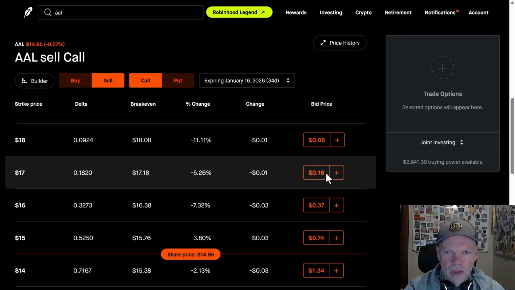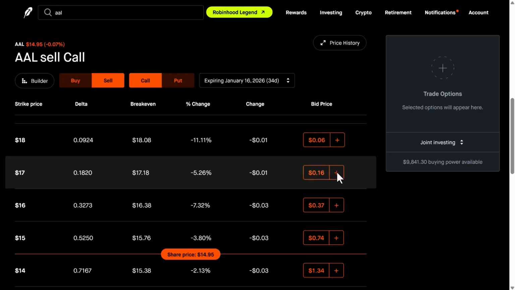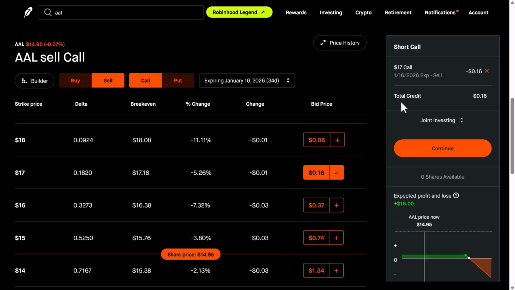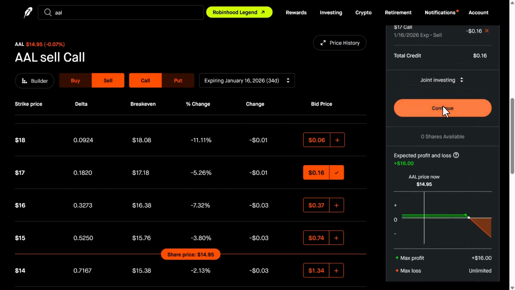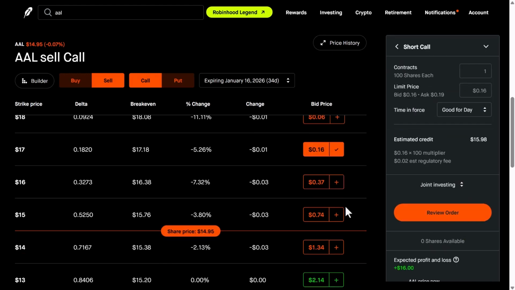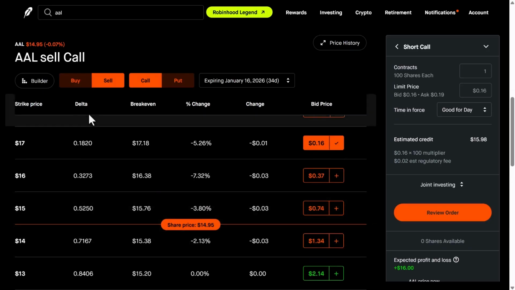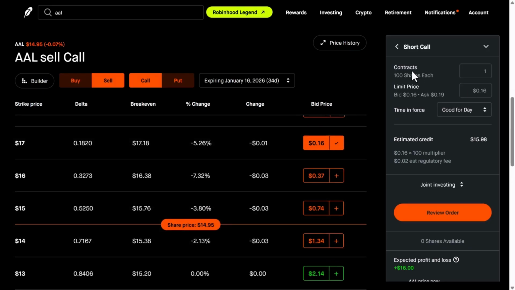So we're going to assume that we're going to do 17 here. We're going to kind of play it safe. And we're going to review some things. Strike price 17. Credit would be $16. $16 profit. Maximum profit 16. So let's continue. Now it says review order. Get that back where it was. 17 here. So we have one contract, which is 100 shares.